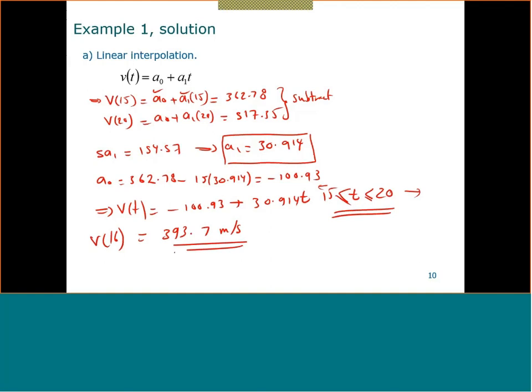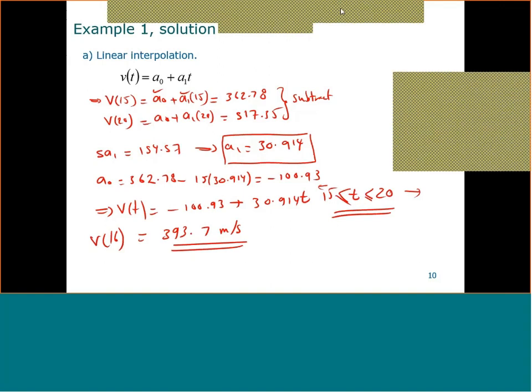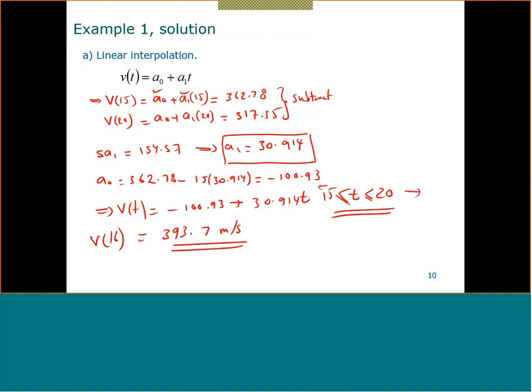Let me check here the question. Do we absolutely need to use Gauss elimination to solve? No, we don't. Here we are using linear equations, and we don't need to use Gauss elimination because we have 2 variables only. There is no point. But once the system becomes more complicated, 3 equations, 4 equations, then we will need to use Gauss elimination.